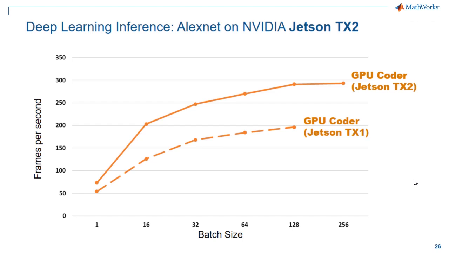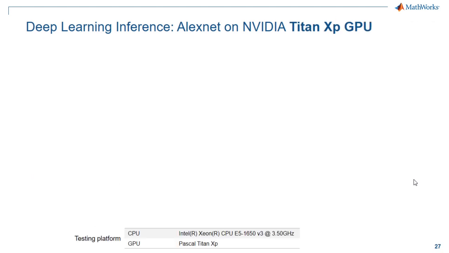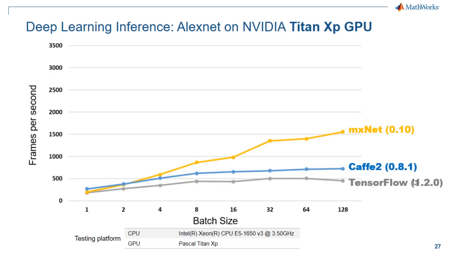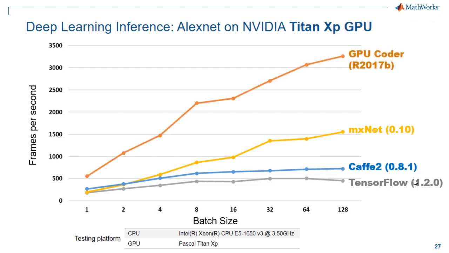And of course, we've been talking a lot about the Jetson TX2, but the generated code from GPU Coder is portable across NVIDIA GPUs since it's CUDA code. And so if you were to run this on, for example, a desktop Titan XP GPU, comparing it with a couple of other popular deep learning frameworks, GPU Coder performance is quite a bit stronger in those instances.